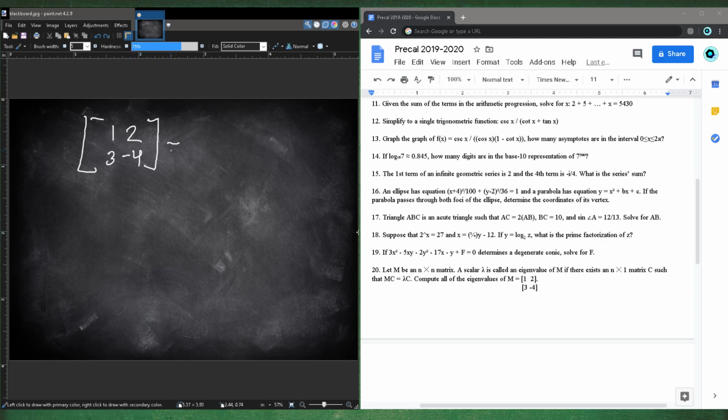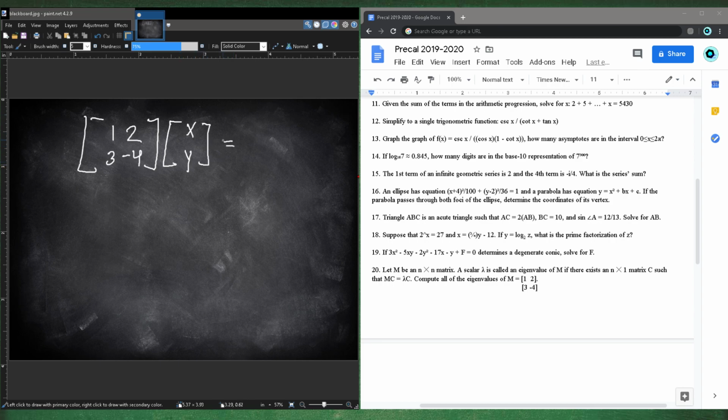And our C, what is C? C is an n by 1 matrix, so it's going to be a 2 by 1 because our M is an n by n. So our M is a 2 by 2, so our n is 2, so our C is going to be a 2 by 1. So 2 by 1, let's call that xy.